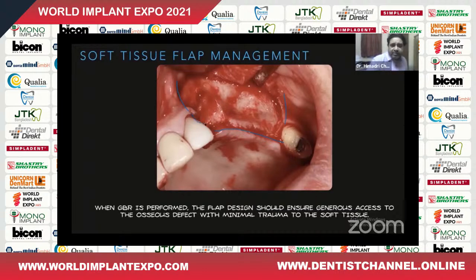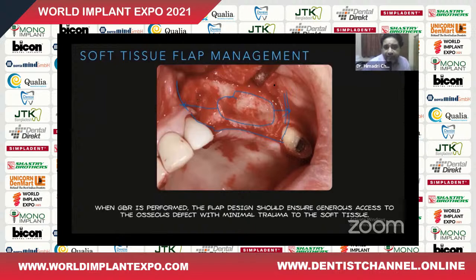So you can see we have done a wide flap here, and the flap should be wide enough to mobilize, number one. So if this is a defect, we need to go way beyond to mobilize the flap. The flap margin should be much, much away from the defect, principle number one.